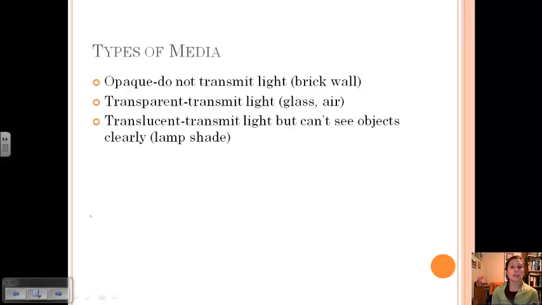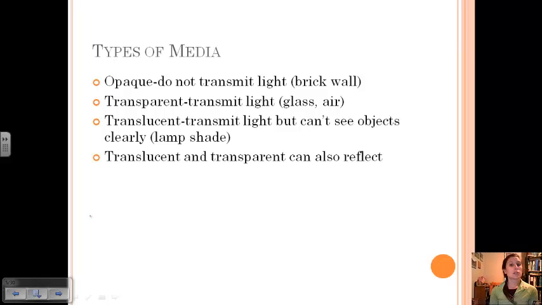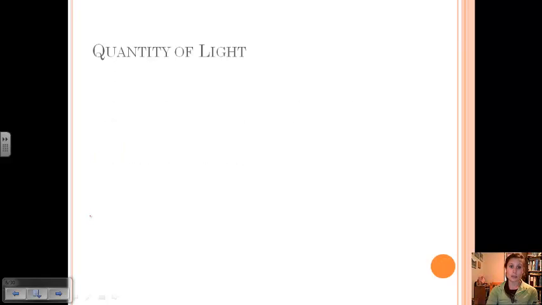Translucent objects transmit light, but you can't see the objects clearly. So like a lampshade, frosted glass, things like that are going to be what's called translucent. Light still transmits, but it's distorting the object. Translucent and transparent media can also reflect light. Opaque can't, because it won't transmit light at all.